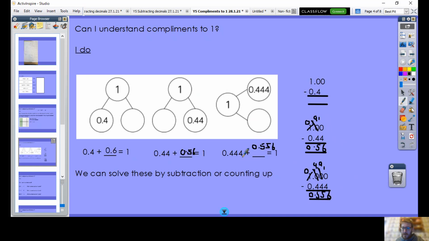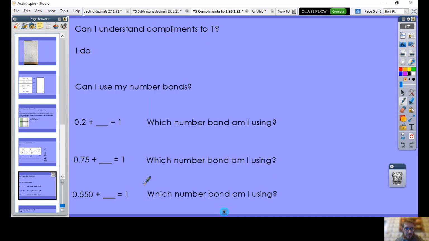I know that to get from 4 thousandths up to the next one, I need to add on 4, but then I'd have an extra hundredth there as well, okay? So, could we do it just thinking about our number bonds? Some of them will be easier to do that than others.